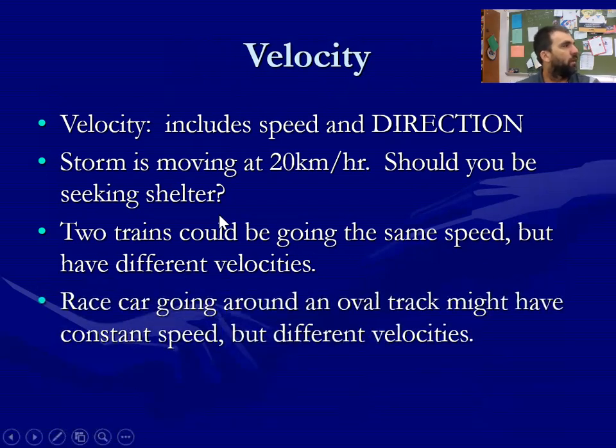Same thing. The race car is going around an oval track. He's got his cruise control on. He's going 200 miles per hour. Why is his velocity changing? Okay, he's turning, so his direction's changing, okay? So does everyone understand the difference between speed and velocity right now?